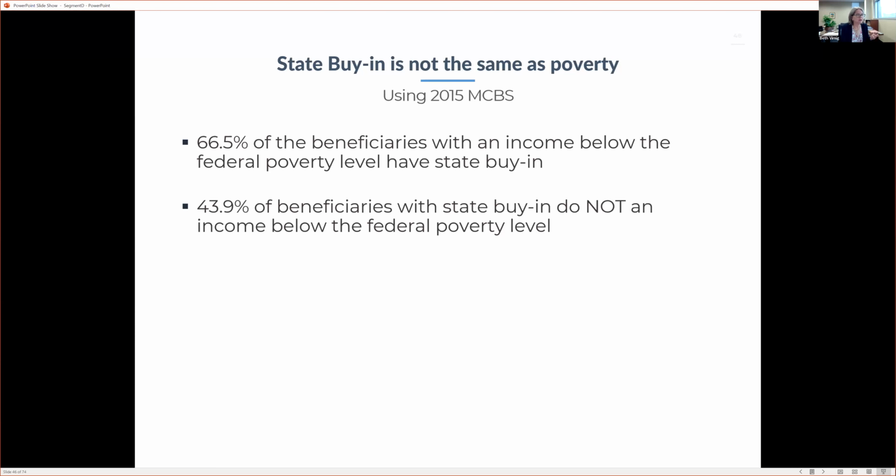But again, my advice would be, if you're going to use state buy-in as an indicator, use it as an indicator, but try not to call it poverty, because if I get asked to review, I will complain. That's how you'll know you got me.